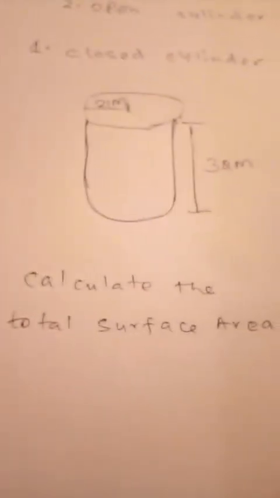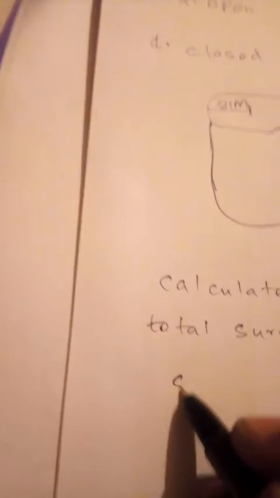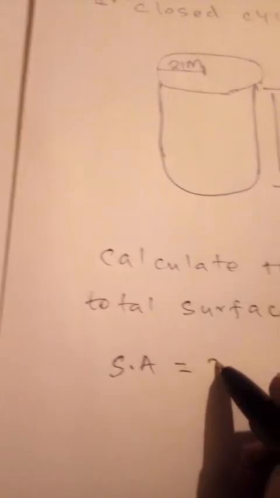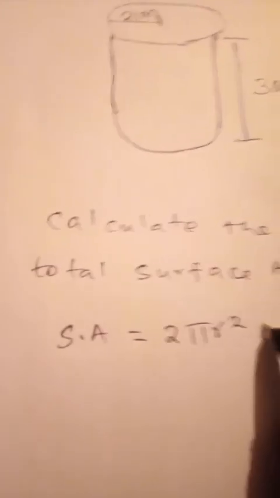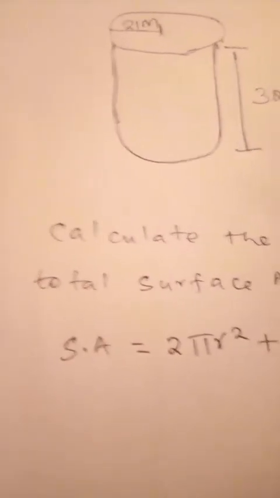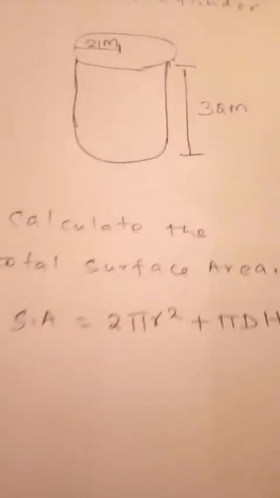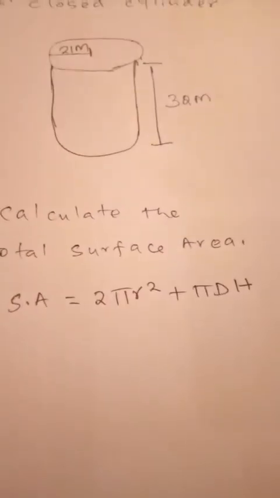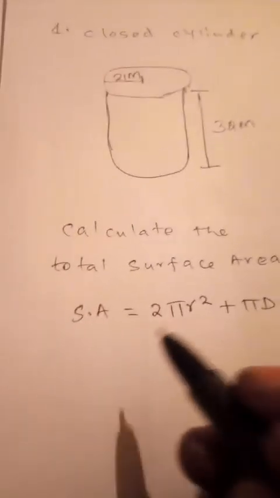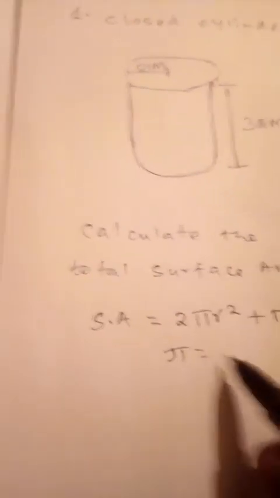The first thing, you should know the formula. The formula of the surface area of a closed cylinder is 2 pi r squared plus pi dh. So the formula for calculating the surface area of a closed cylinder is 2 pi r squared plus pi dh. We say take pi to be 22/7.